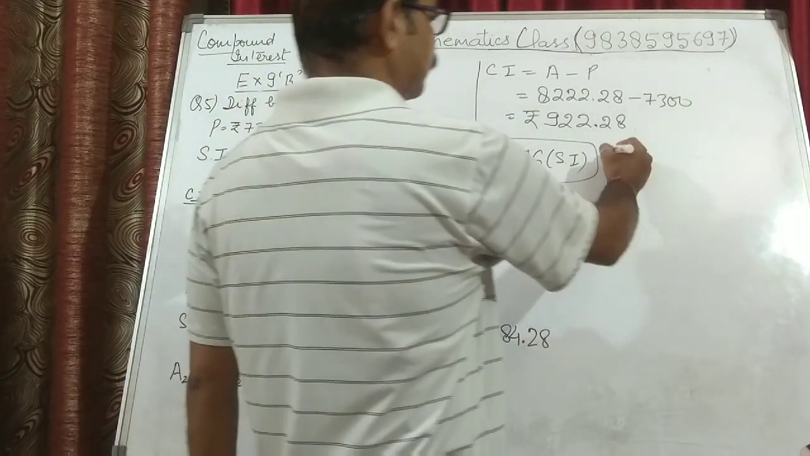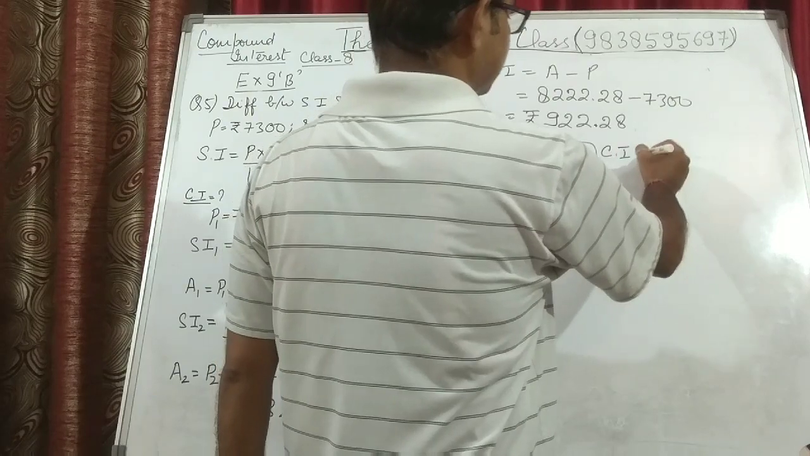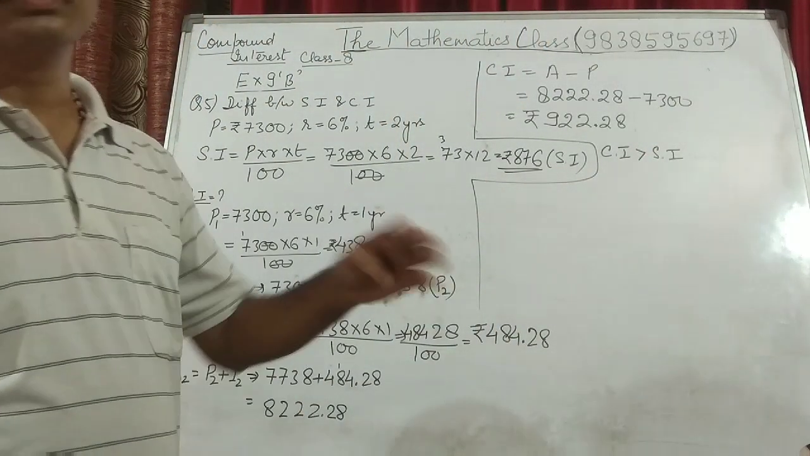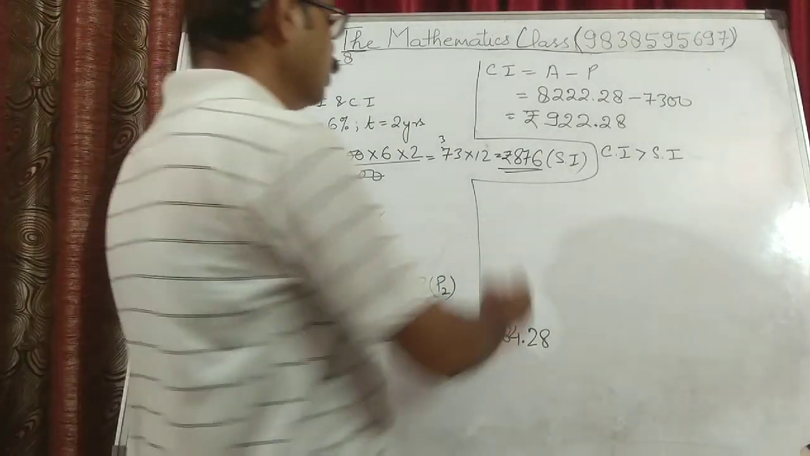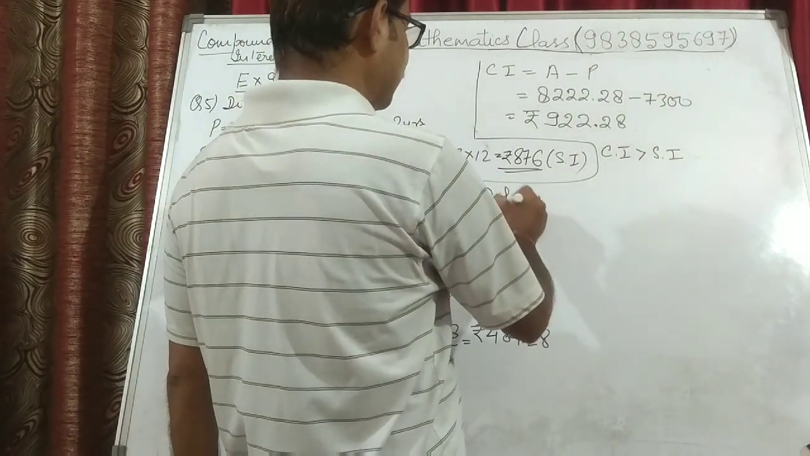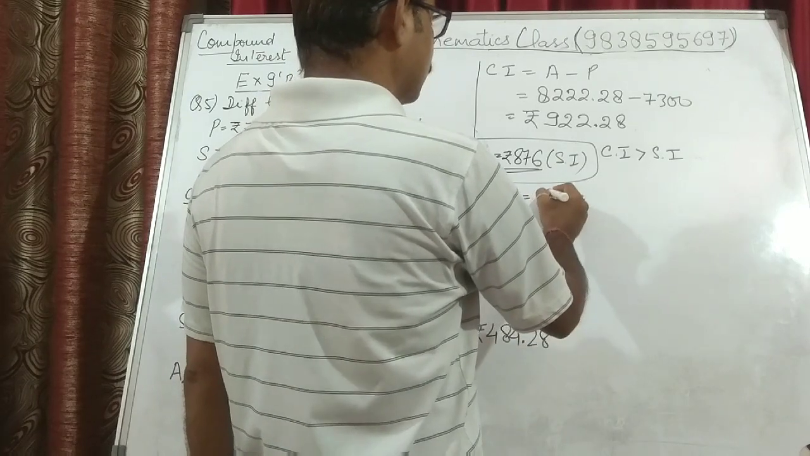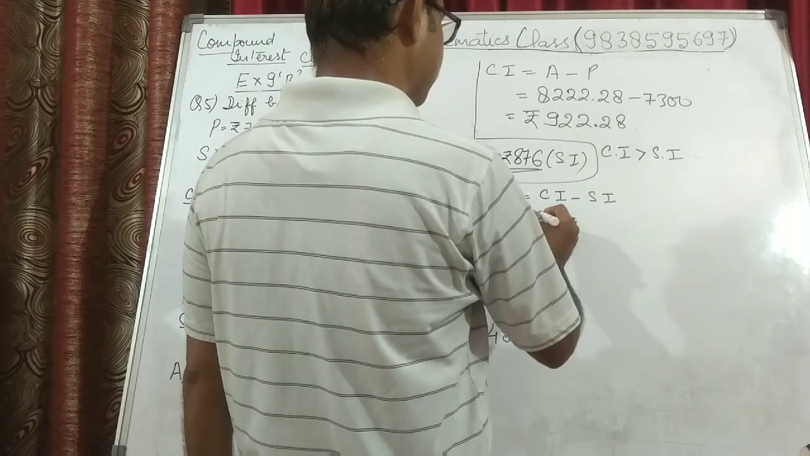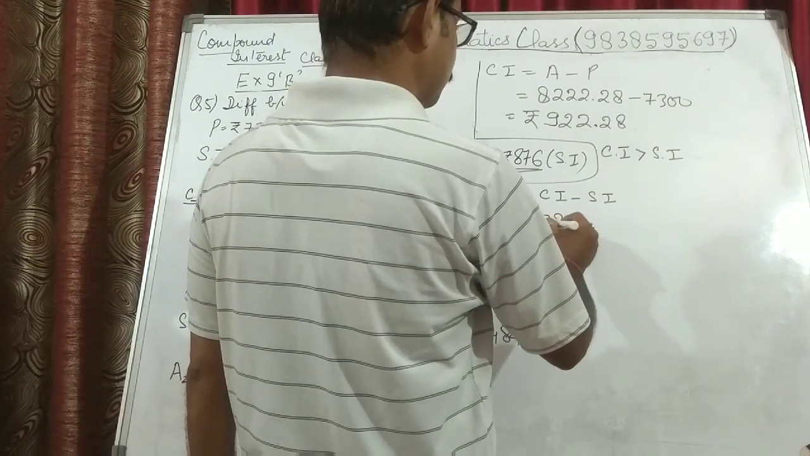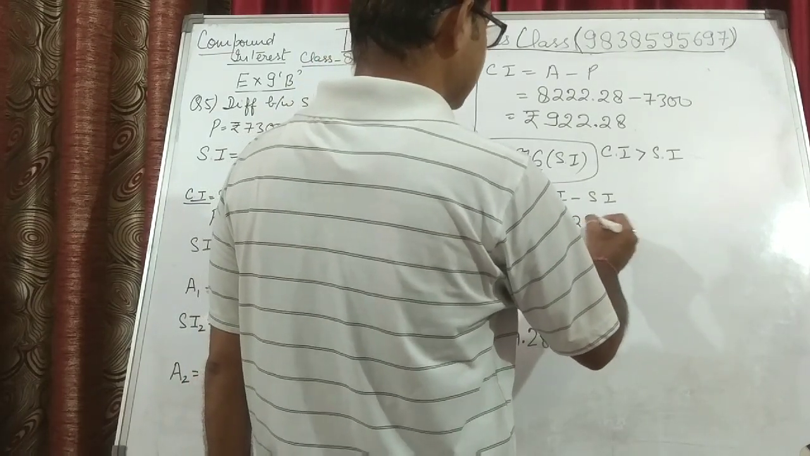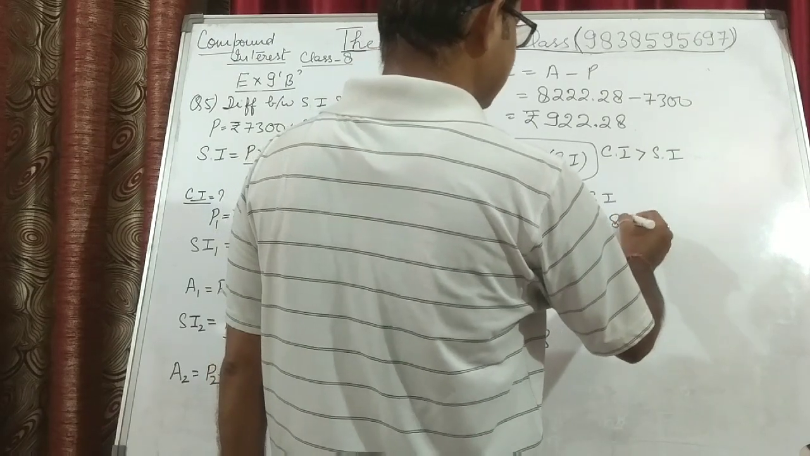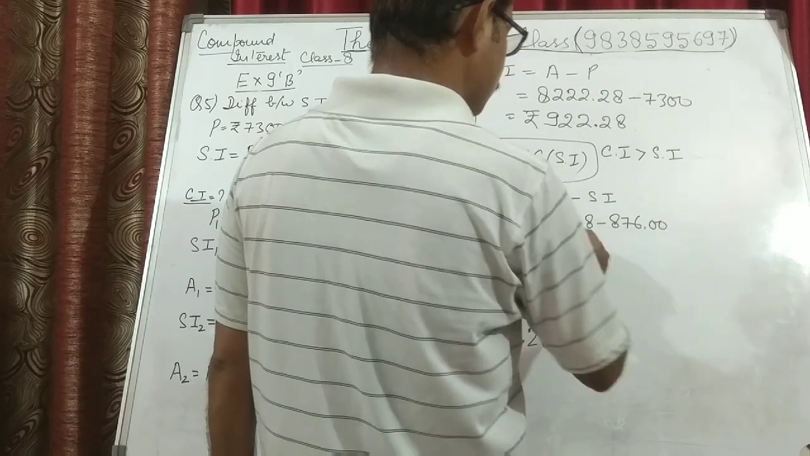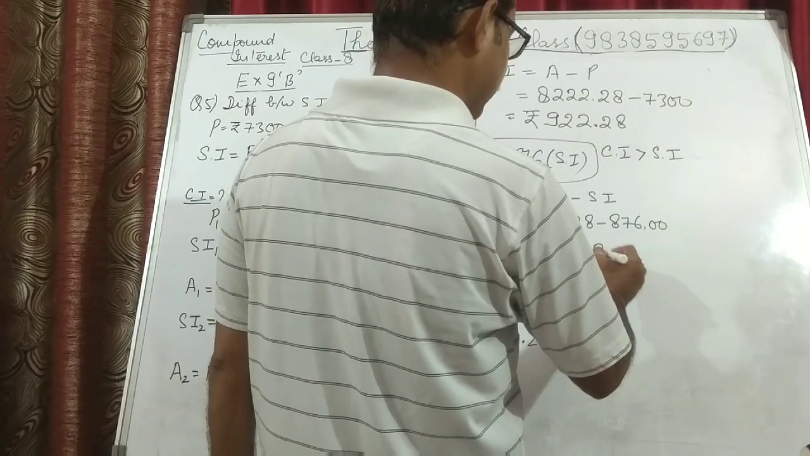So which one is greater? You can easily make out that compound interest is greater than simple interest, which I have told you just now before. So difference will be compound interest minus simple interest. Compound interest is 922 rupees and 28 paise minus 876 rupees. So this can be written as 0.00. So 28 minus 00 is 0.28 only.